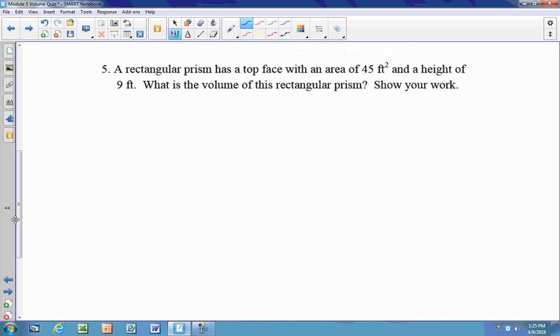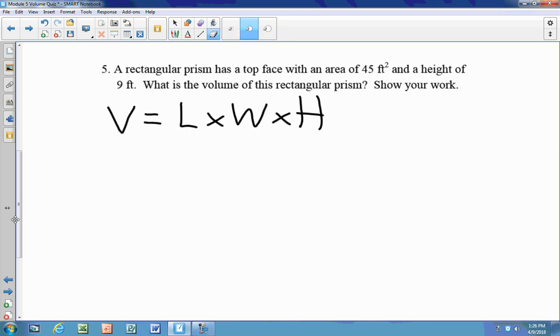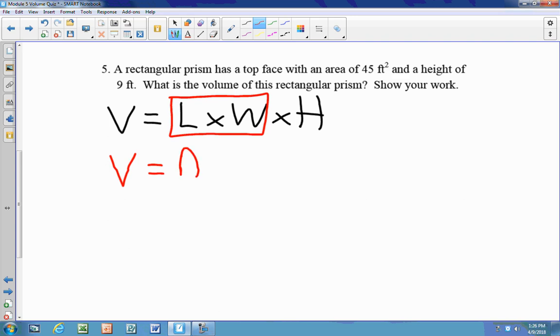It says a rectangular prism has a top face with an area of 45 feet squared and a height of 9 feet. What is the volume of this rectangular prism? Show your work. So we have our volume is length times width times height. What we know and can show is that length times width, when we do length times width, that's really finding the area. So we can say that our volume is area times our height.